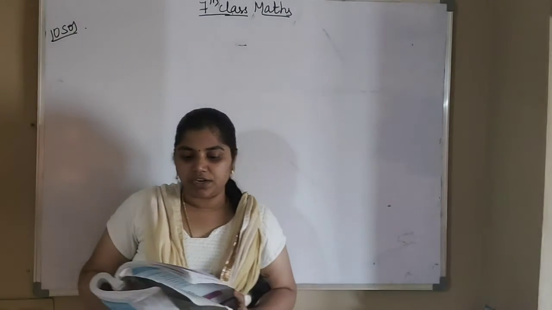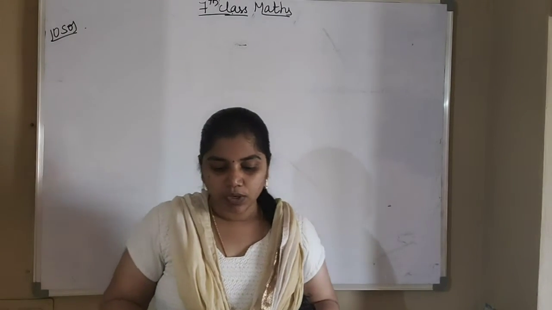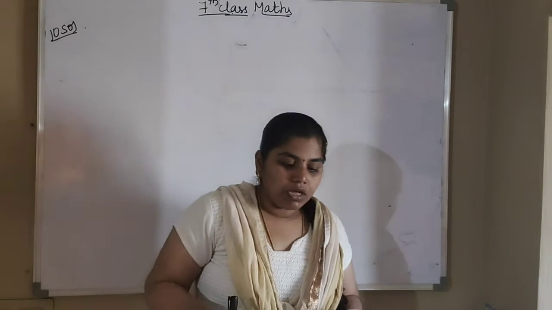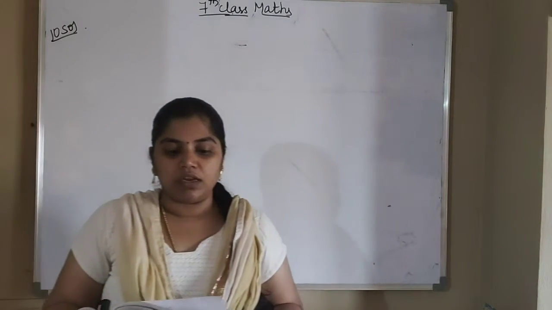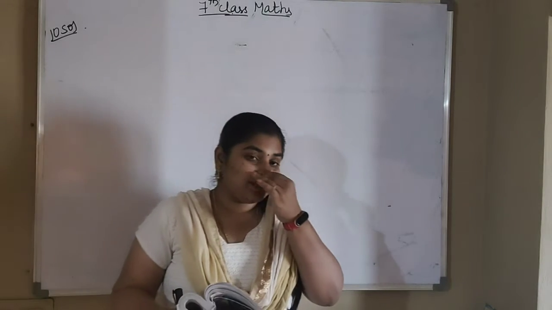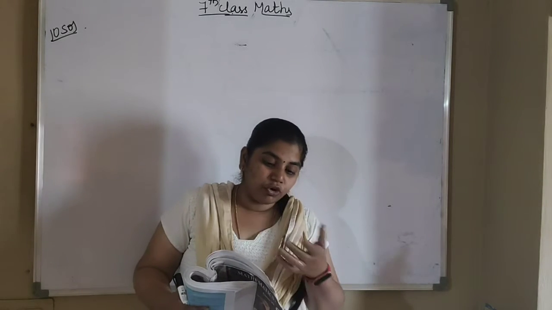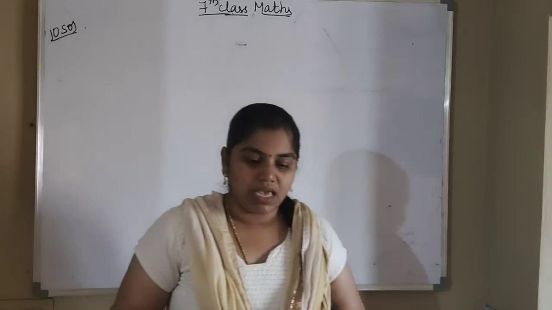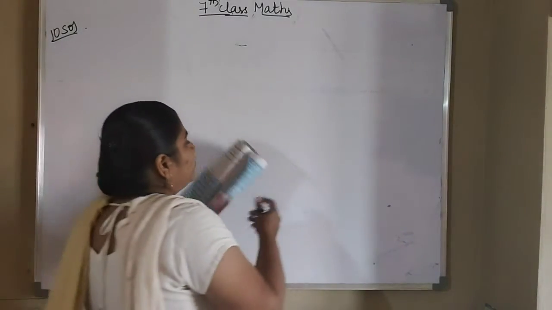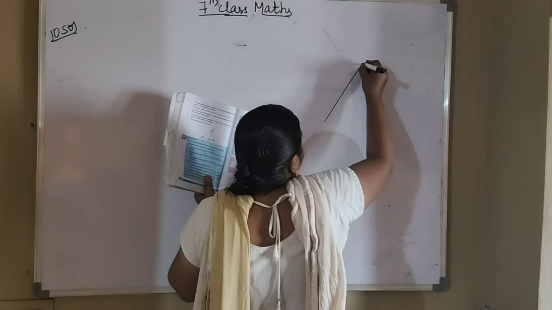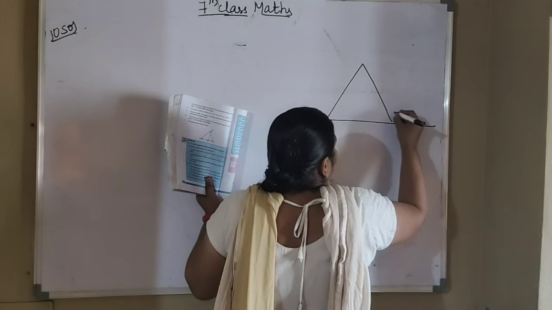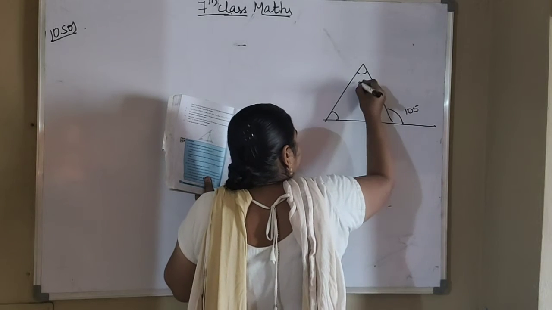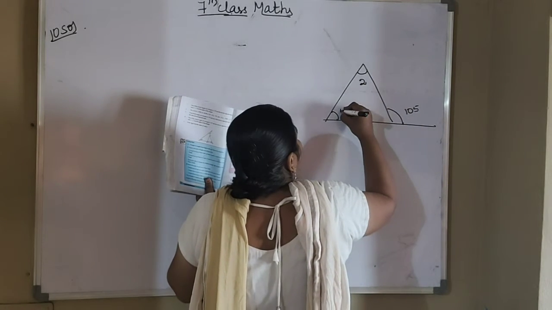One of the exterior angles of a triangle is 105 and the interior opposite angles are in the ratio 2:5. Find the angles of the triangle. We already did a problem like this in the previous class, that is the 7th problem, and this problem is the same. So in a triangle, they have given the exterior angle as 105 and the other two interior angles in the form of 2:5.